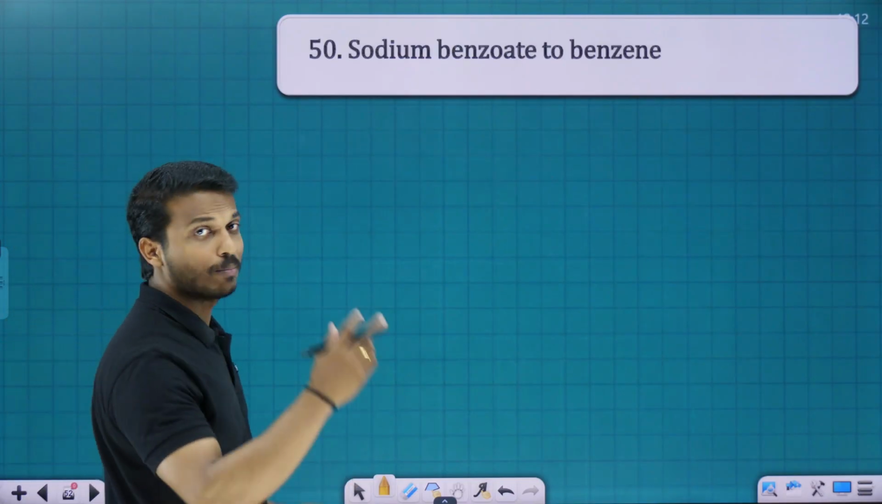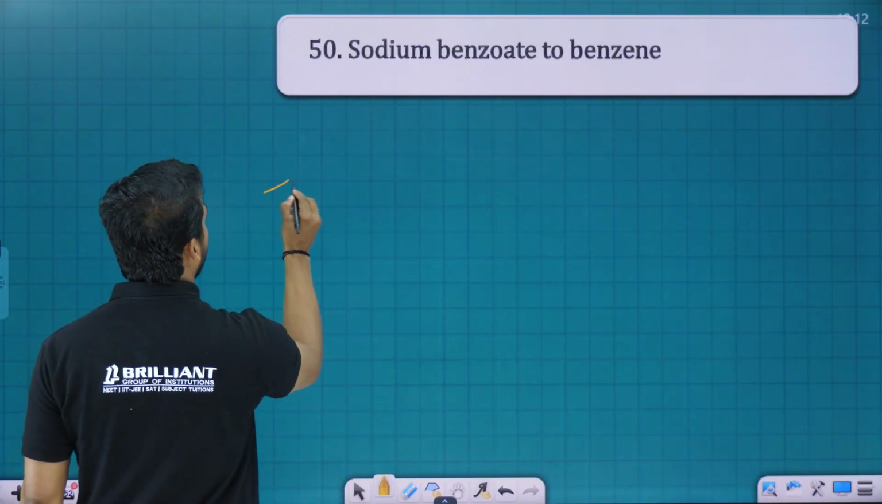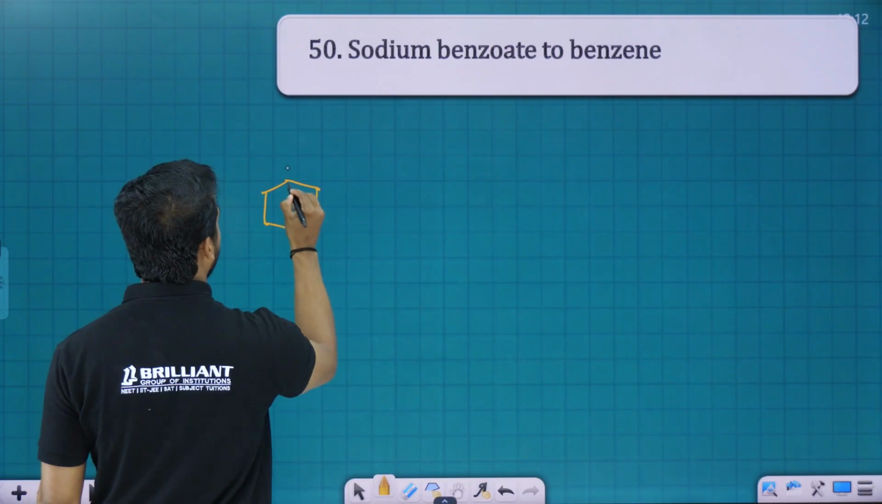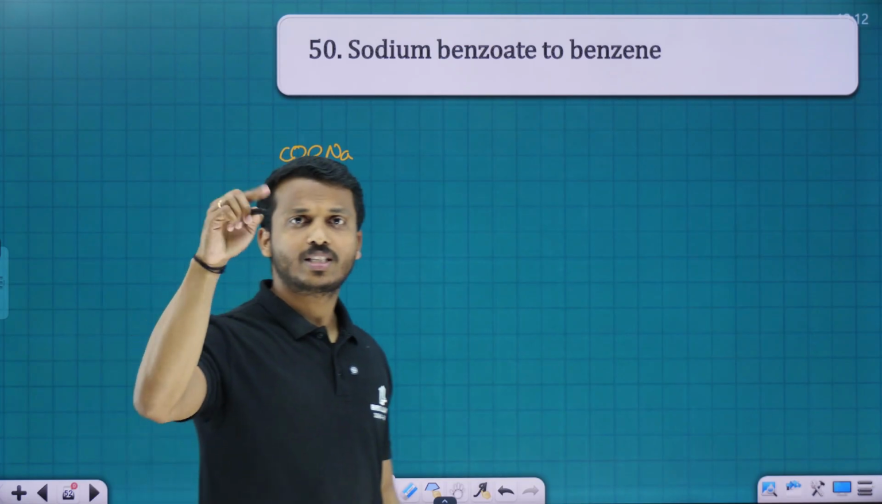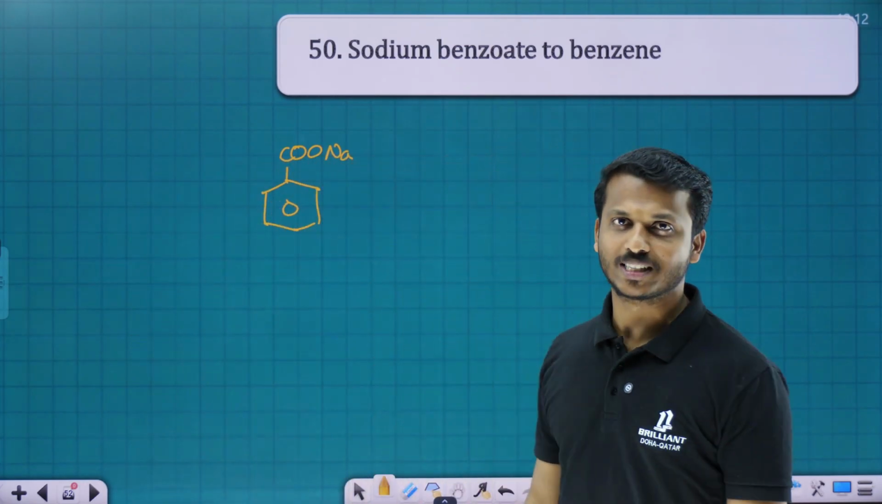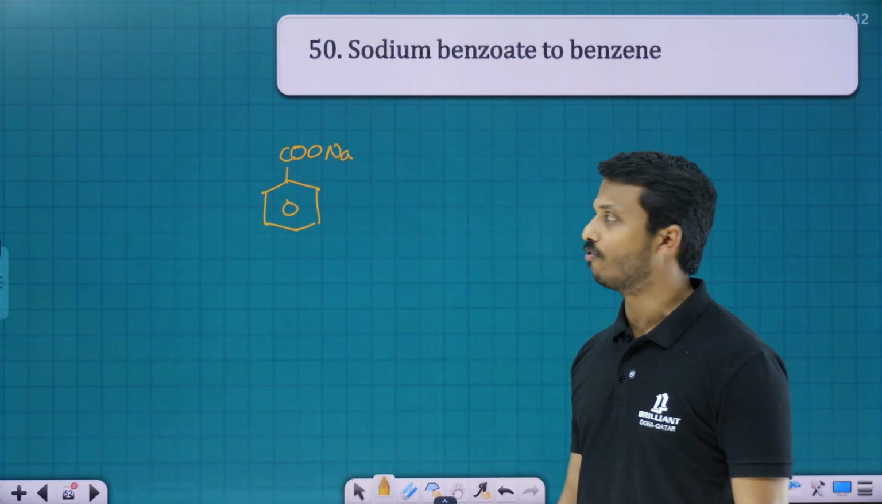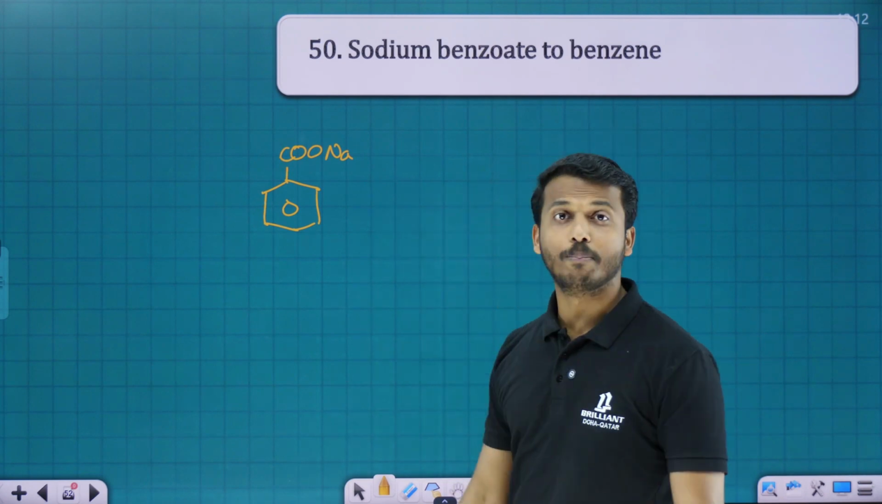Next one, question number 50, okay. Sodium benzoate. What is sodium benzoate? Sodium salt of benzoic acid. Benzene with the COOH, what you call benzoic acid, right? This is called sodium salt of benzoic acid. How can you make it benzene?